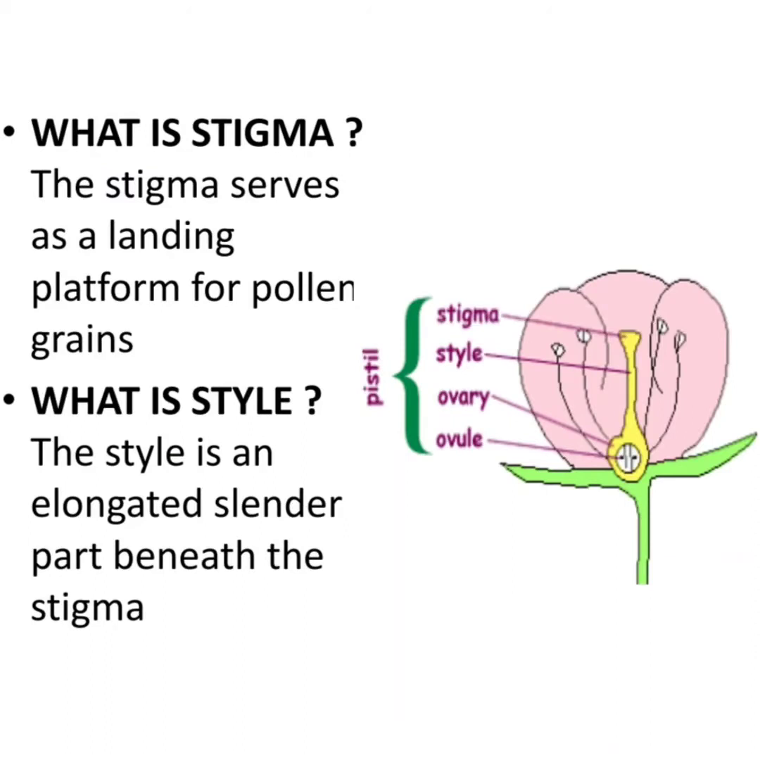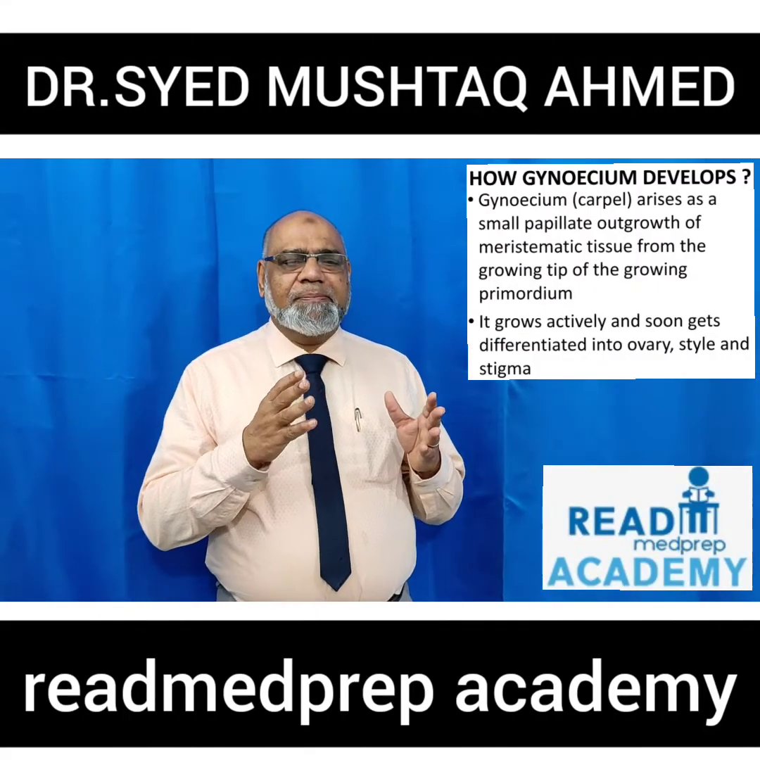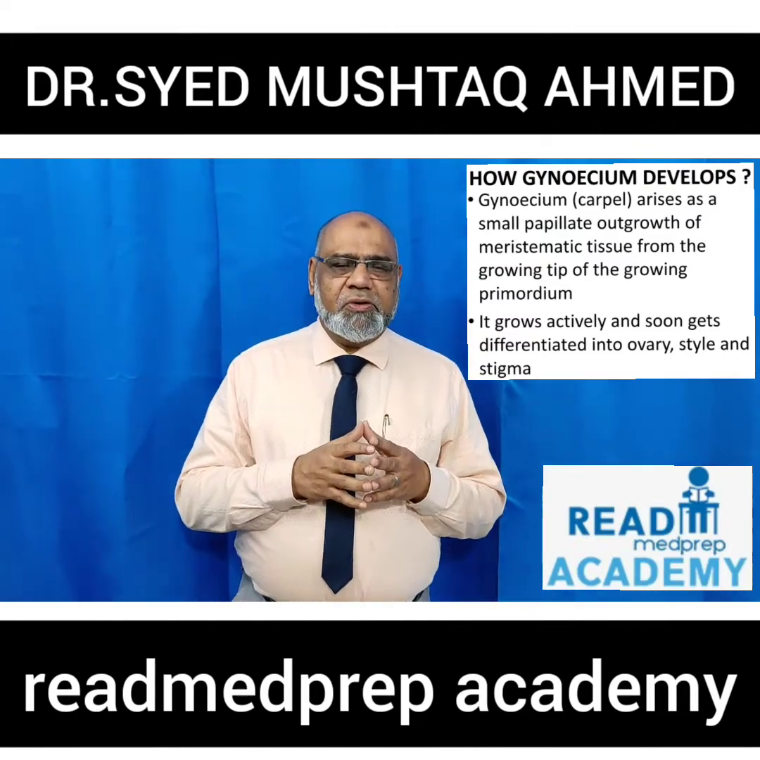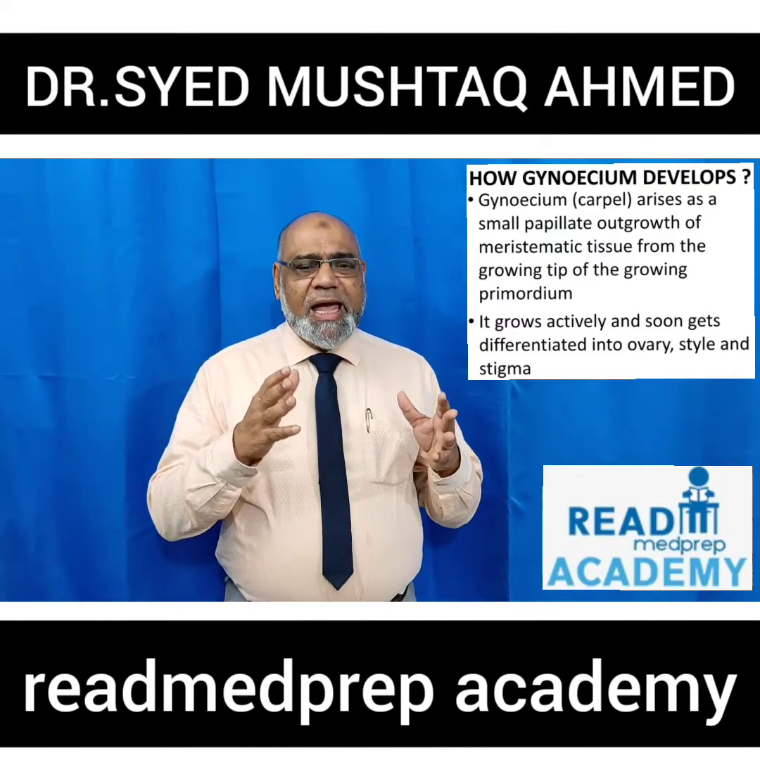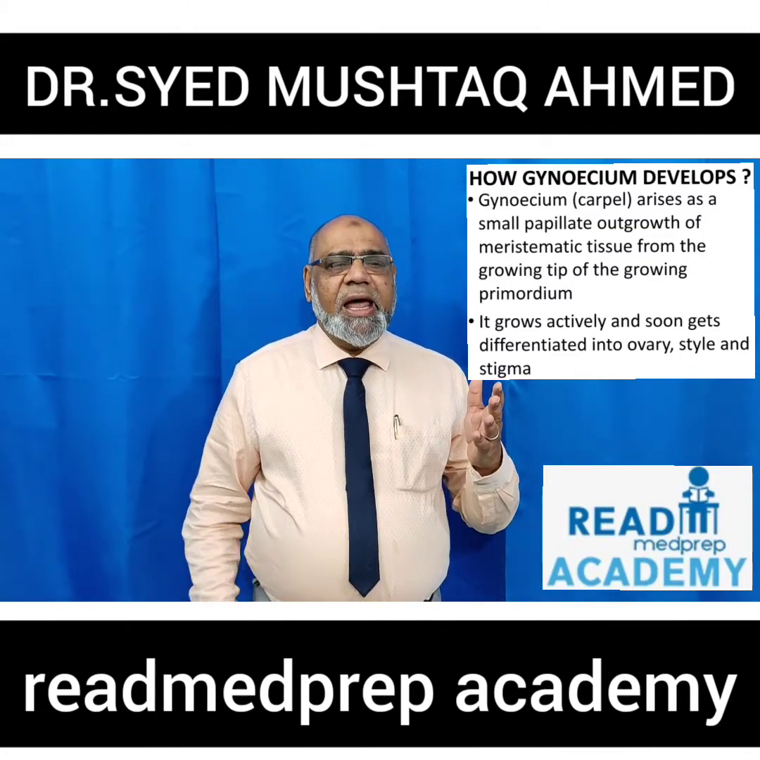What is stigma? Stigma serves as a landing platform for the pollen grains. What is style? Style is an elongated slender part beneath the stigma. Gynoecium or the carpel arises as a small papillate outgrowth of the meristematic tissue from the growing tip of the growing primordium. It grows actively and soon gets differentiated into ovary, style and stigma.